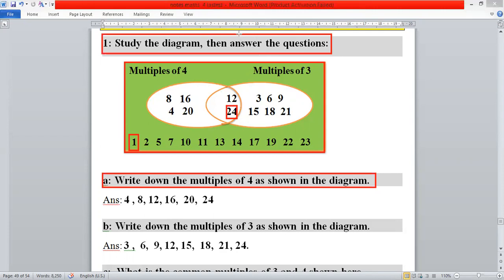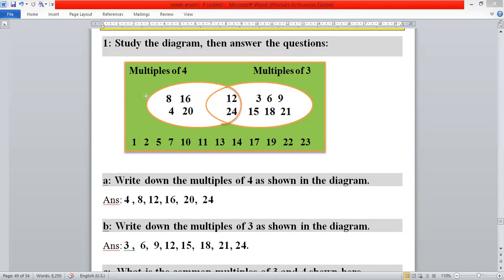Inside this diagram, there are 2 circles. And this is an elliptical shape, not exactly a circle. In this shape, multiples of 4 are given. 4 ones are 4, 4 twos are 8, 4 threes are 12, 4 fours are 16, 4 fives are 20, 4 sixes are 24. These are multiples of 4.